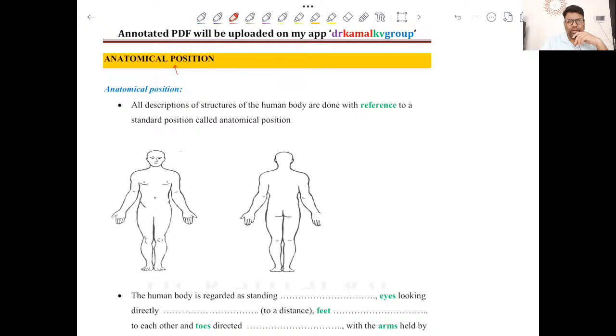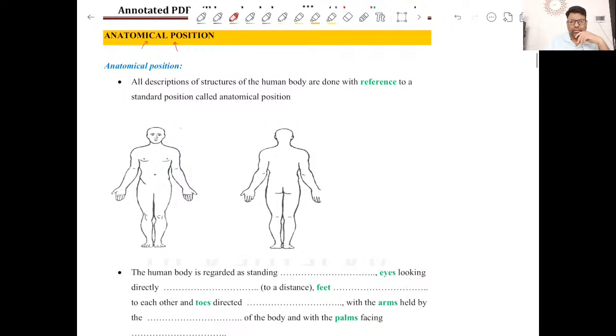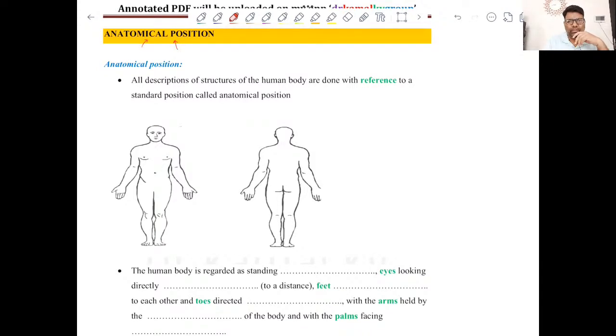Whenever we go for discussion in anatomy, there is one term, anatomical position, and it is very important because it gives us a comparative stage for studying different organs, right? So anatomical position is a very important definition which a student should know.